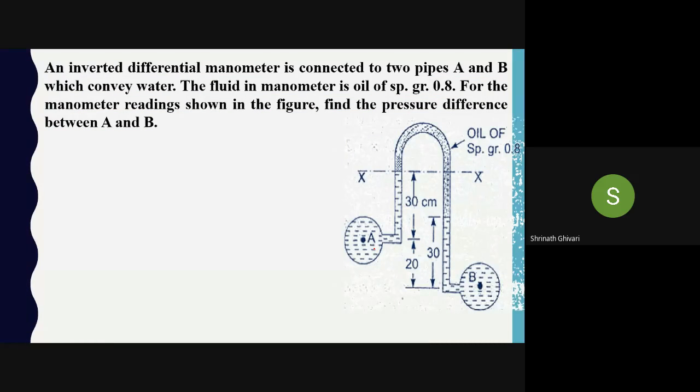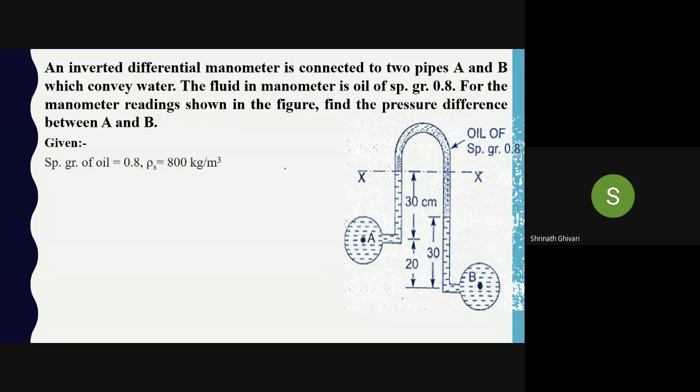Okay, can anyone find the answer for this? Find PA minus PB. It's a very easy problem. You can do it. At least try and let me know the answer first. Shall I solve it?